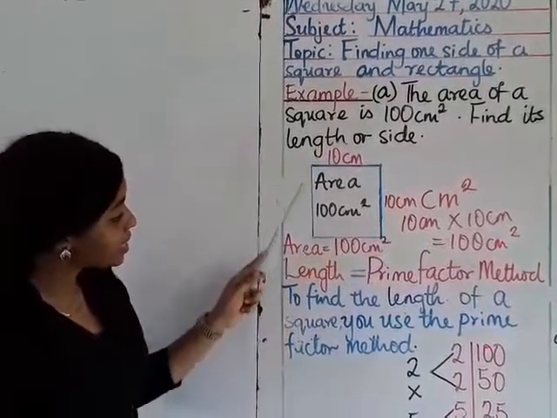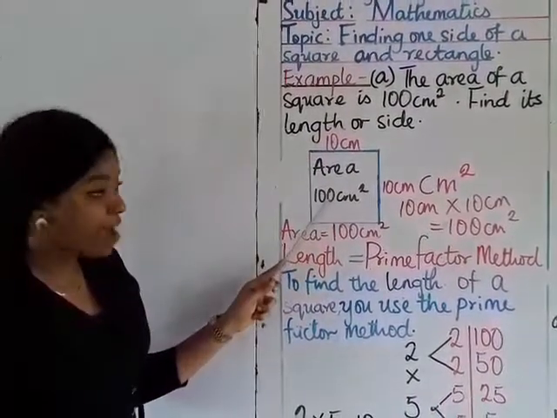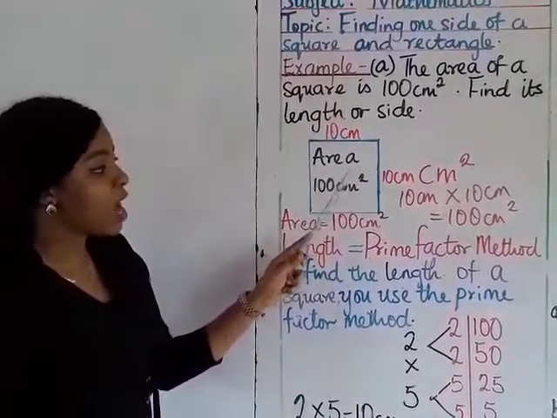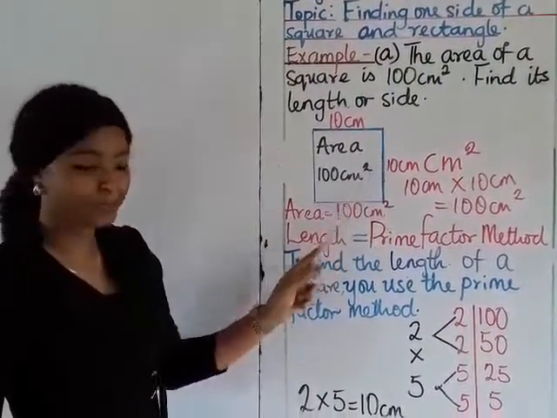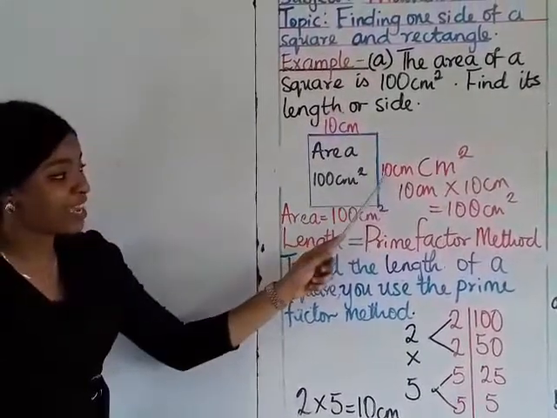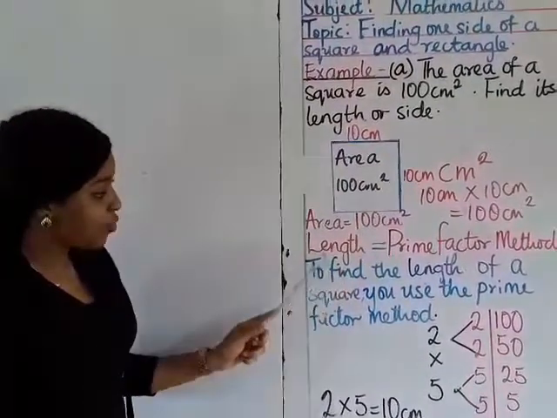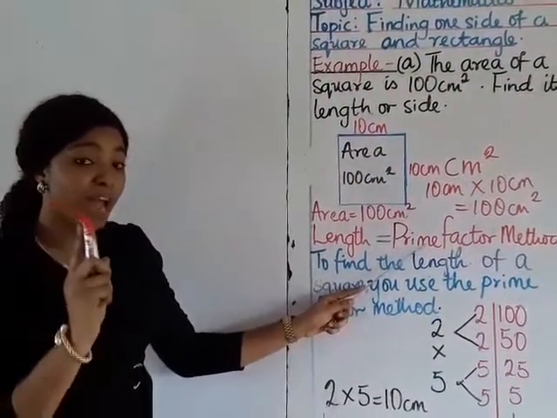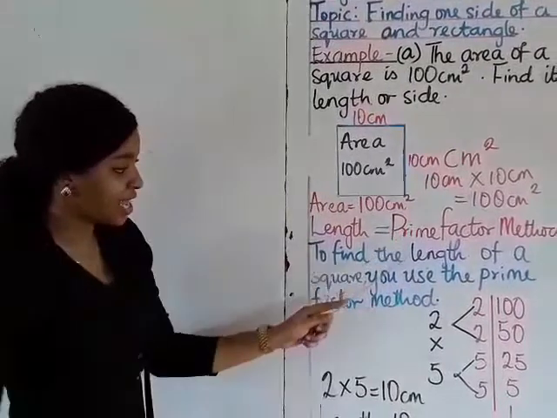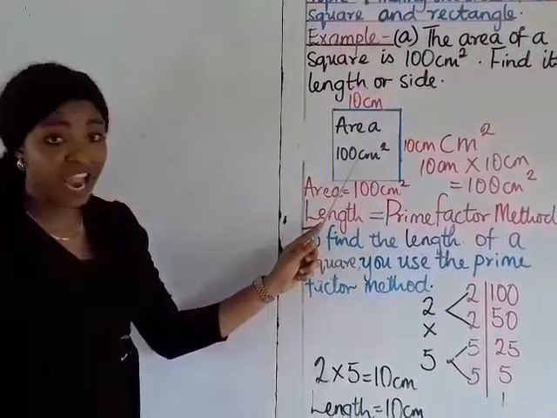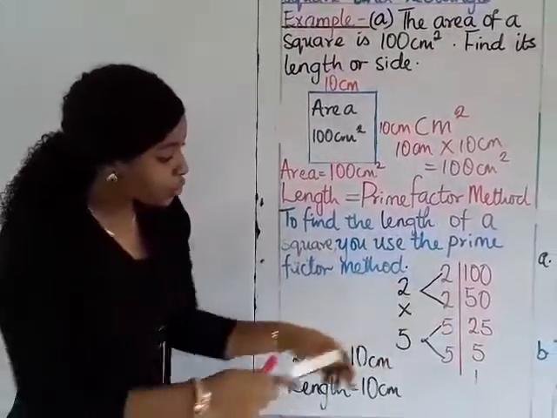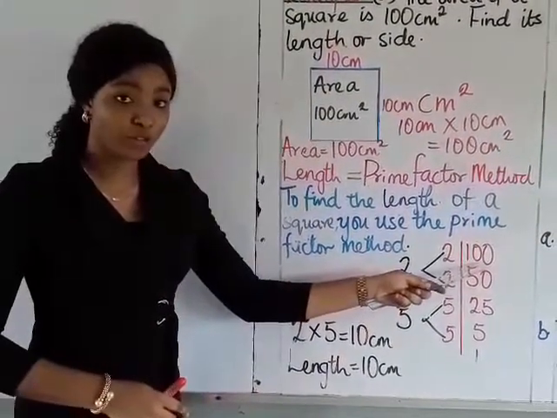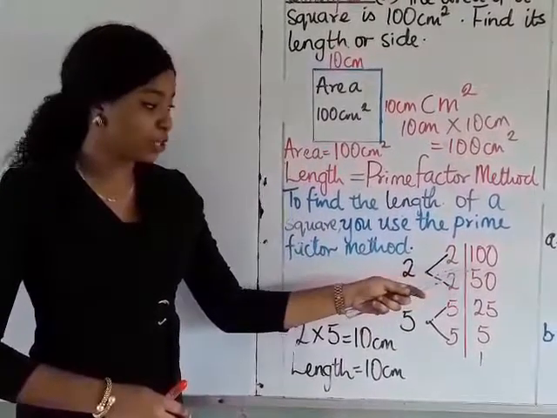Now children, this is a square and the area is 100 centimeters square and we are looking for the side. For us to get the length or the side, we need to find the prime factor. Remember, we are using the prime factor method in this case. Now, to find the prime factor of the area, you need to use the smallest prime number to divide 100. And the smallest prime number is 2.